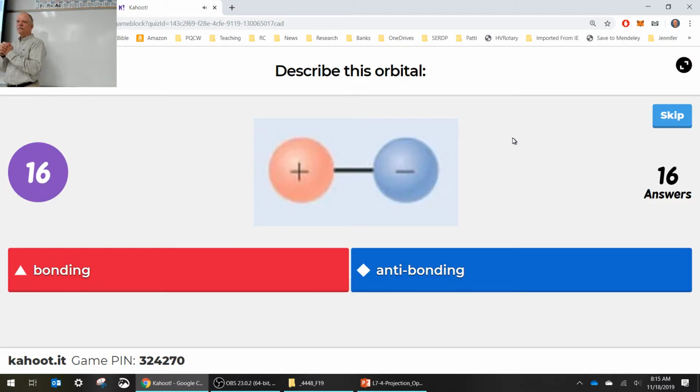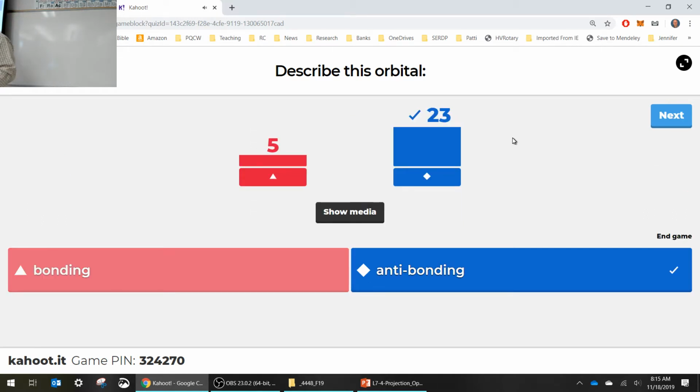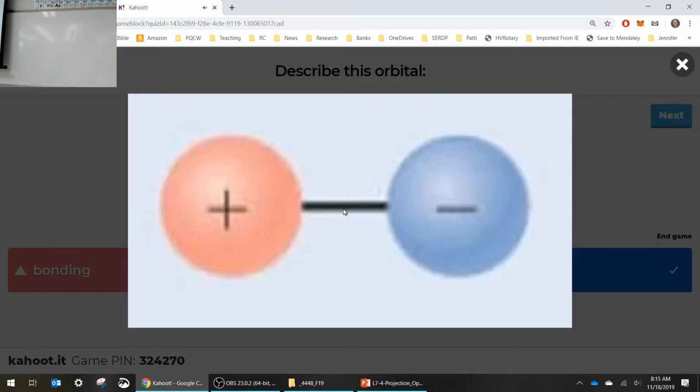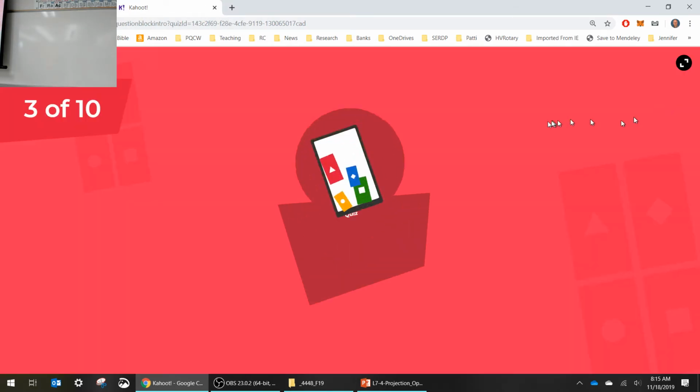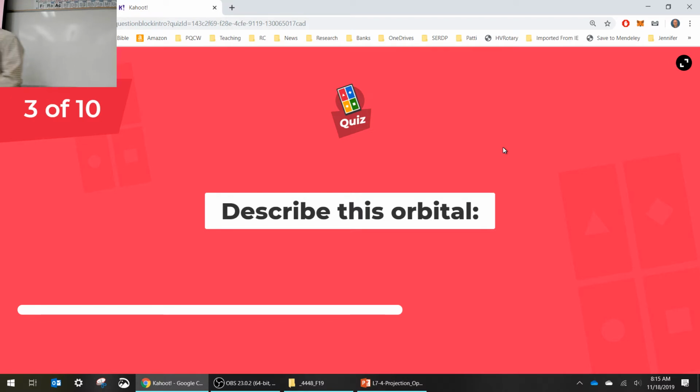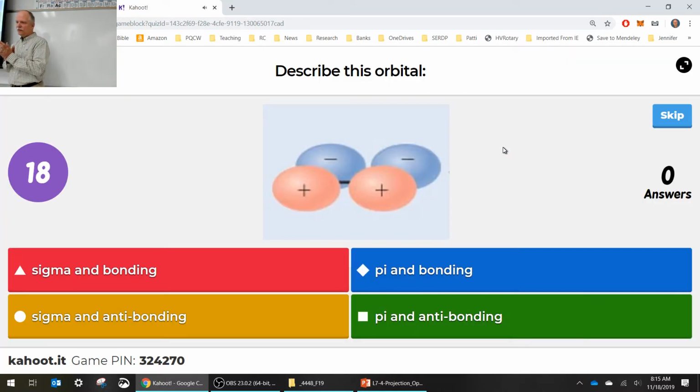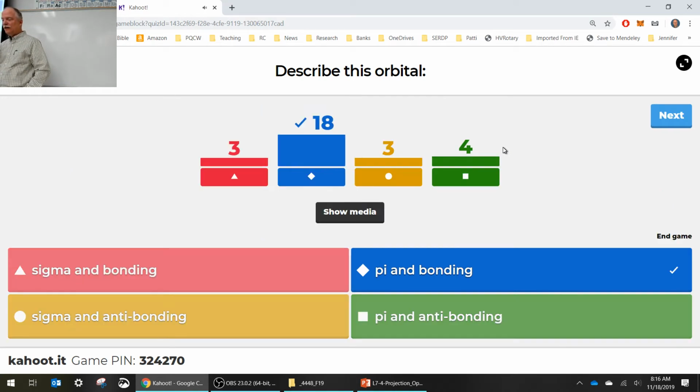Bonding or antibonding? Antibonding, very good. You know that because there's a node that breaks the bond. Let me get into some more complicated things. So we have combinations of sigmas and bondings, and pi's and bonding. Very good. It's pi. It's a pi and a bonding orbital.